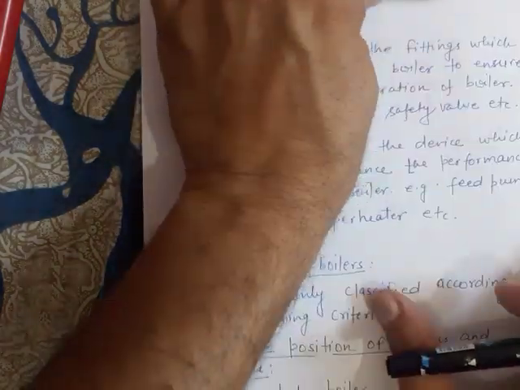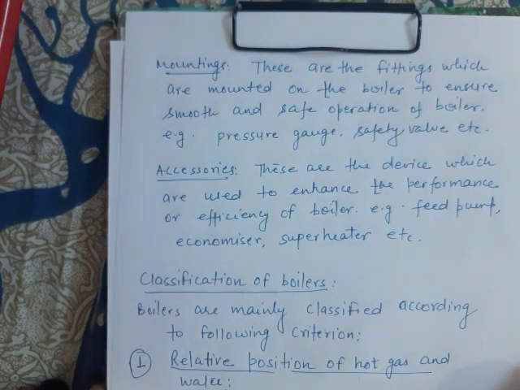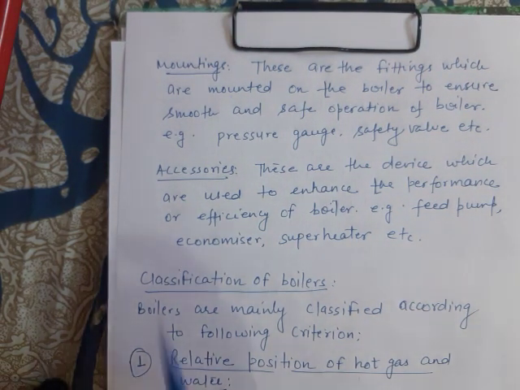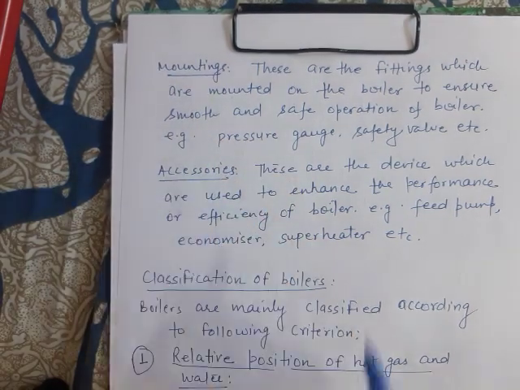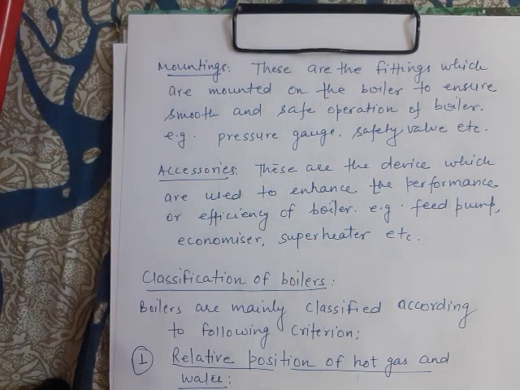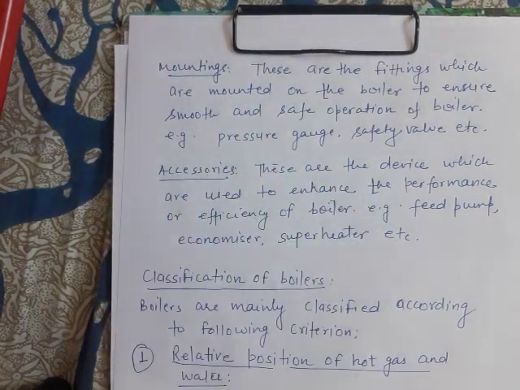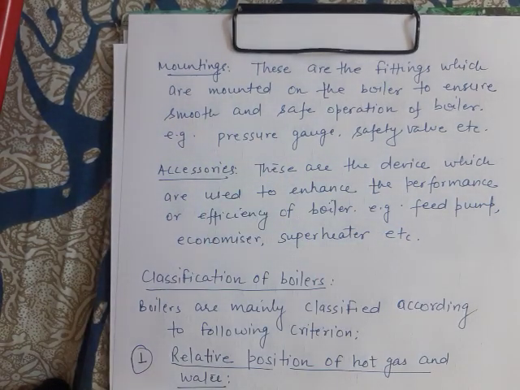Now, there are certain other components of the boiler or terms which are used in the boiler. They are mountings and accessories. Boiler mountings refer to all those fittings or components which are mounted on the boiler and they ensure the safe operation of the boiler. Please note the meaning of the word mounting. Mountings are the essential parts of the boiler. Without mountings, the boiler cannot function.